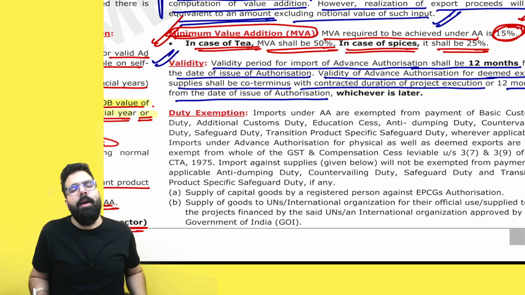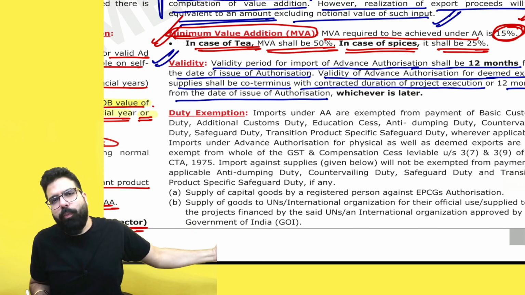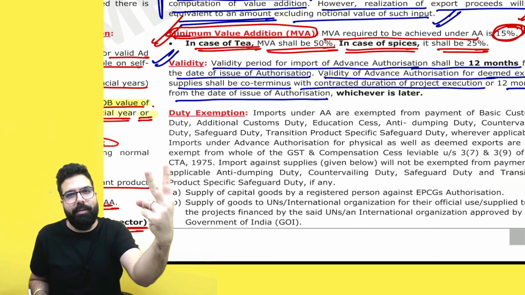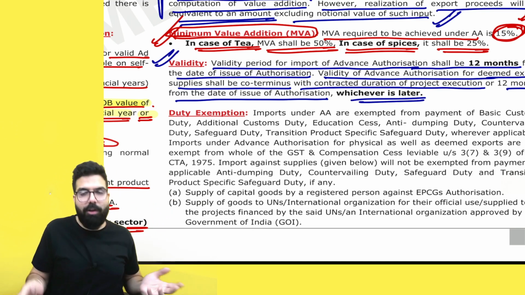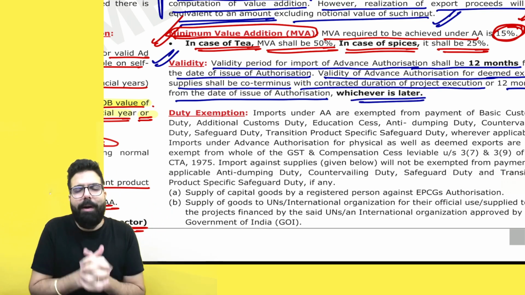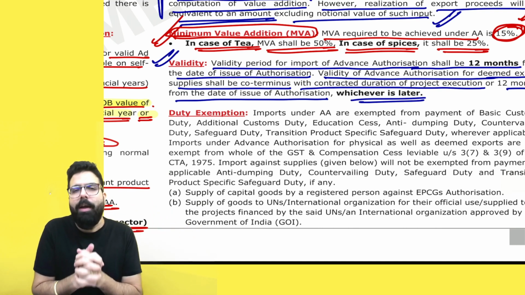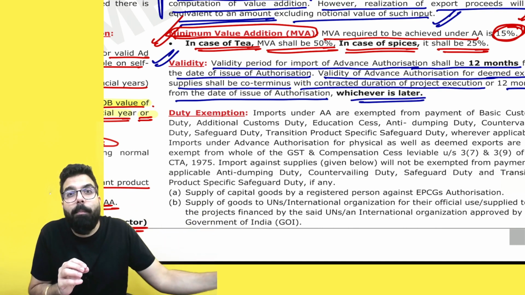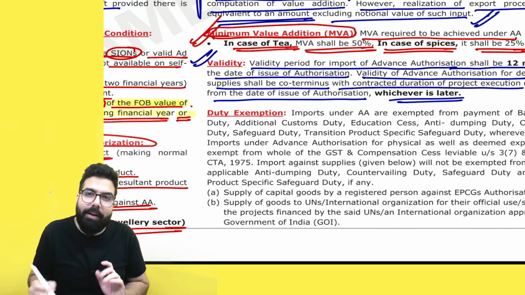So, for an example, I have got an advance authorization for supplying for deemed export. The deemed export project is for 2 years. So, Baba, 2 years or 12 months, whichever is later, for that period you will get the advance authorization. So, Baba, advance authorization generally is valid for 12 months. You can import for 12 months. Okay, sir. But if I am supplying to a mega power project, that's a deemed export. For that also, I can take advance authorization.